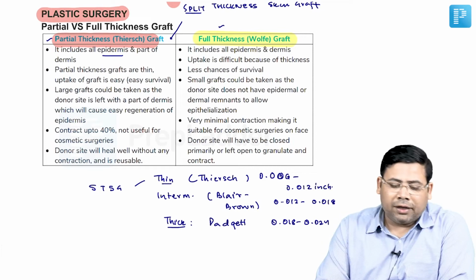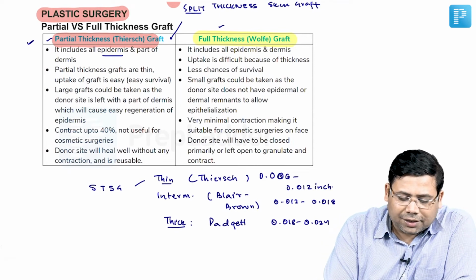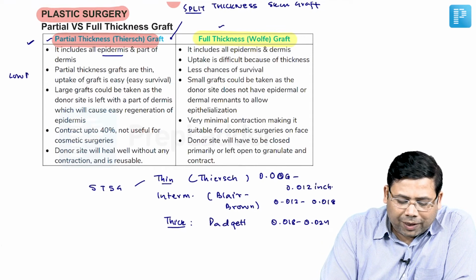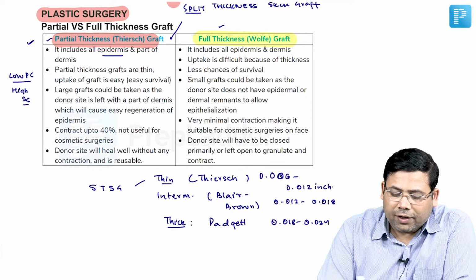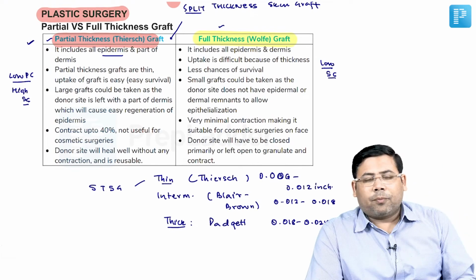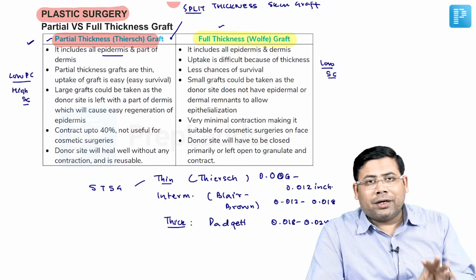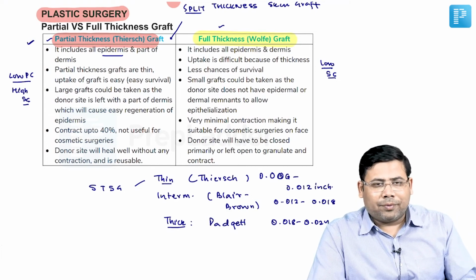So try to understand one very important thing about partial thickness graft is that they have low primary contraction, they have high secondary contraction. Whereas full thickness grafts, they have low secondary contraction. But the problem is the limited availability, the sites are limited and fixed.